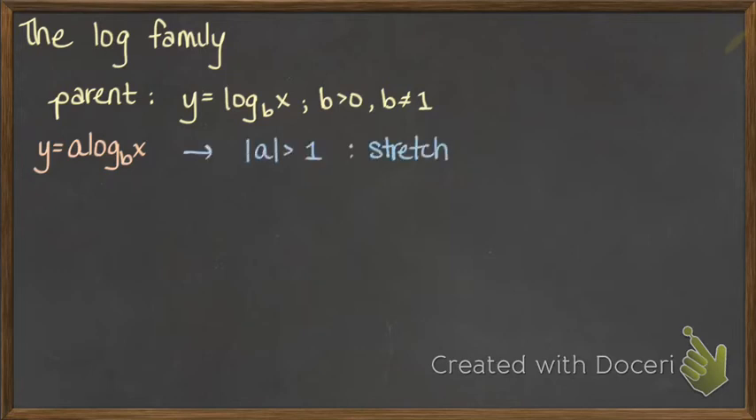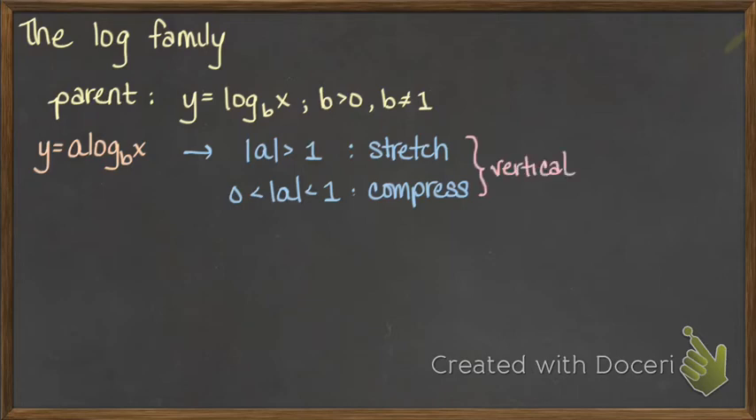Well, we know what a values do. When the absolute value of a is greater than 1, it's a stretch. When the absolute value of a is between 0 and 1, it's a compression. Now, that's both vertically stretched and compressed when it's an a value. When a is negative, we get a reflection in the x-axis.